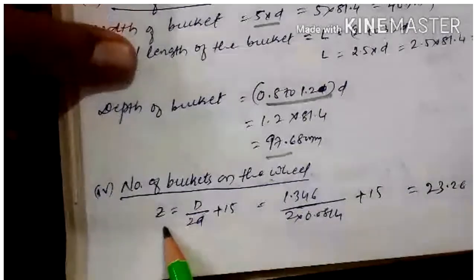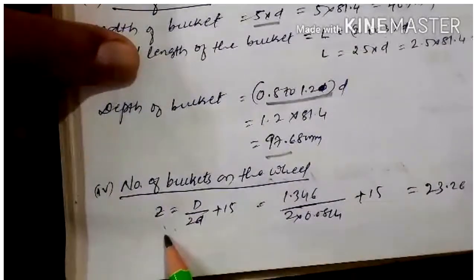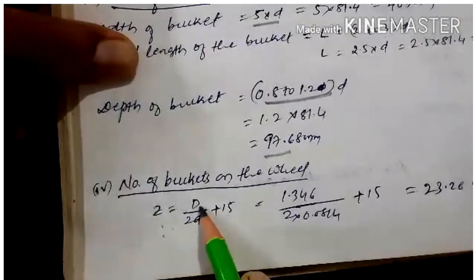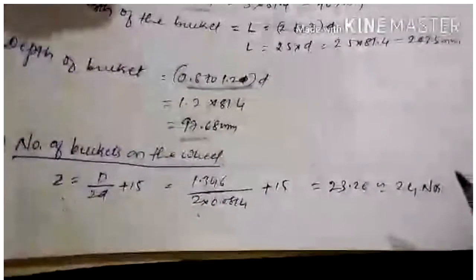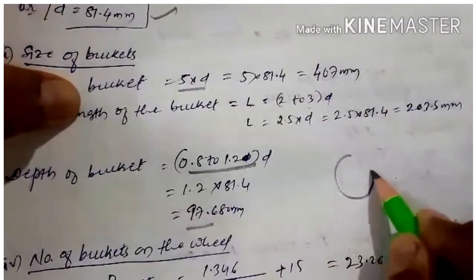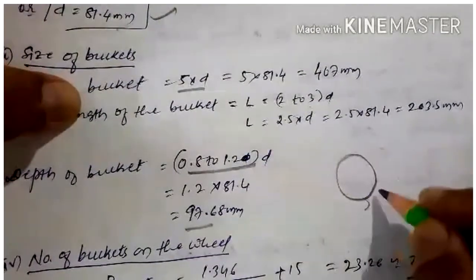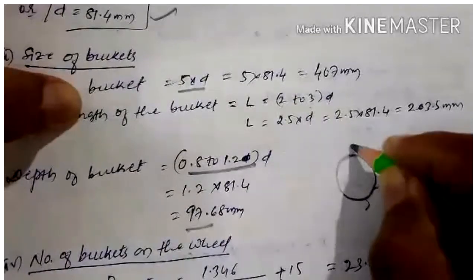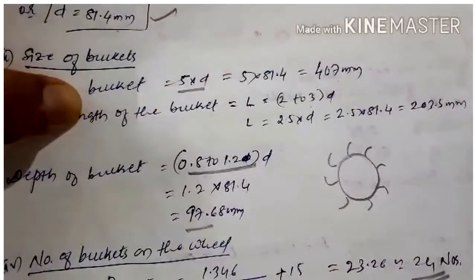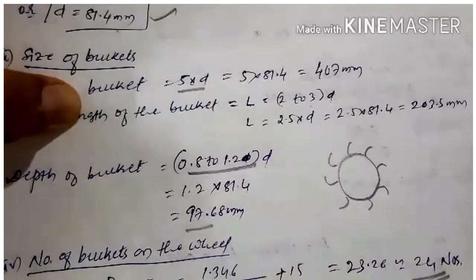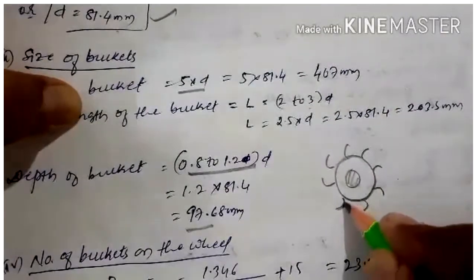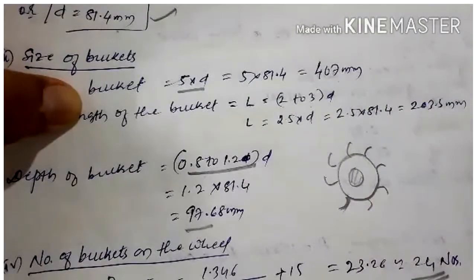Then the number of buckets on the wheel. So this is the formula to be used. We get the optimum number of buckets on a wheel, that is D divided by 2d plus 15. We know the capital D, we know the small d. Substitute here, we get the optimum number of buckets as 24 numbers. So optimum number of bucket means this is the wheel, so the number of buckets required on this wheel, so we can generate the power whatever mentioned. So that much of power can be easily generated. These are called optimum number of buckets. So okay, 24 number of buckets we required.